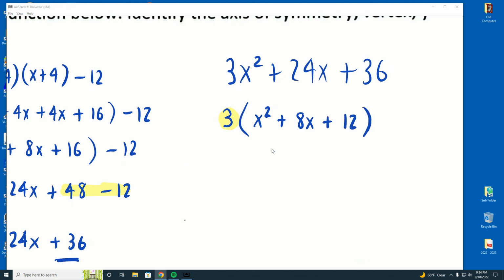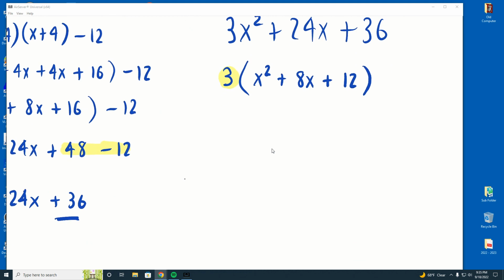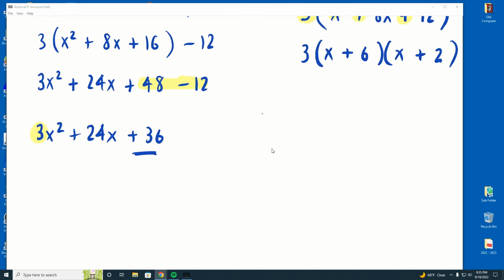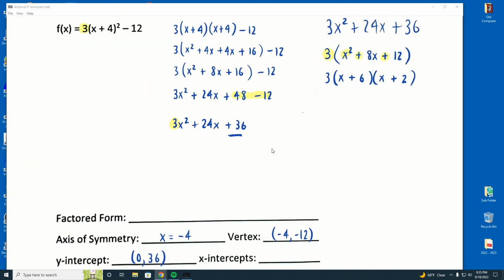So like I said, because that's just x squared, that's going to be an easy factor into two binomials. Remember the rule? What times what gives me x squared? x times x. What times what gives me positive? Well, it's either two positives or two negatives. This right here tells me definitely two positives. And then lastly, what multiplies to get 12 and combines to get 8? Well, that's 6 and 2. So there's my factored form. Let's write it. 3 times x plus 6 times x plus 2.